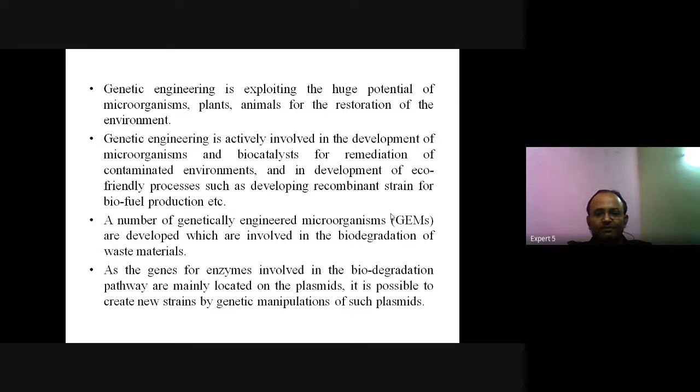As the genes for enzymes involved in the biodegradation pathway are mainly located on the plasmids, it is possible to create new strains by genetic manipulation of such plasmids. Because generally, the enzymes which play a major role in the degradation of different types of pollutants are located on the bacterial plasmids. And if we manipulate these plasmids, then we can create a new strain which may be specific to a pollutant.